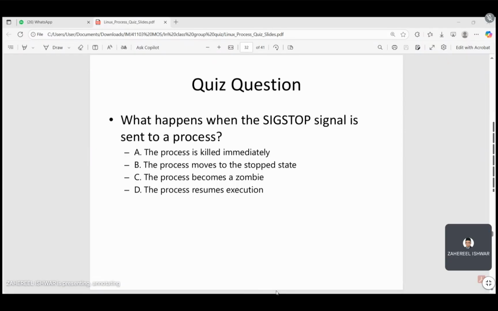Yeah. The process moved to a stop state. Very obvious. Signal stop means stop, right? We explained just now the concept, and now this is giving you the specific signal.